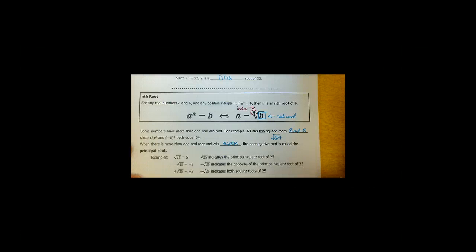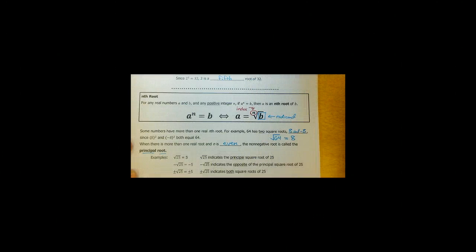When there is more than one real root and n is even, so for all square roots, your n value would be 2, so n would be even, the non-negative root, in this case 8, is what's called the principal root. And when you see something like radical 64, that actually means that the only answer you need to give is the principal root. So in this case, that would be just 8.